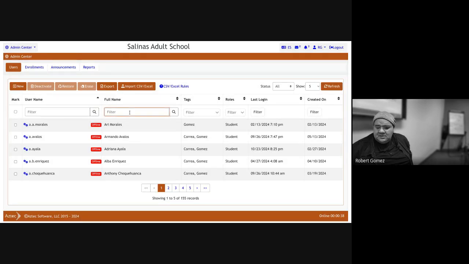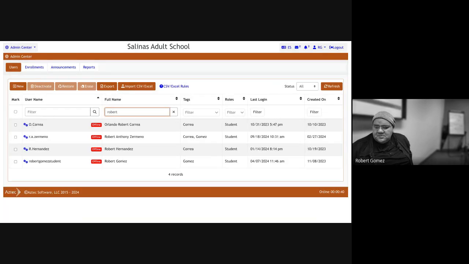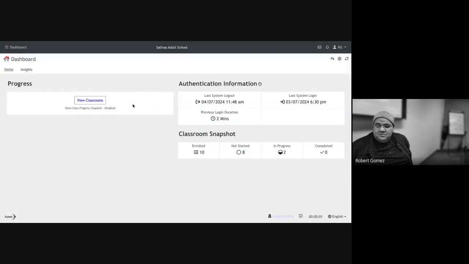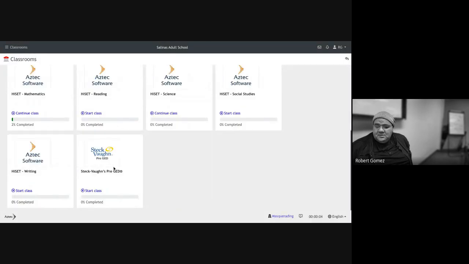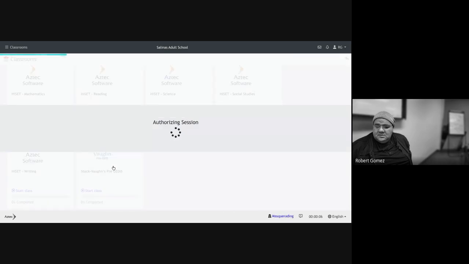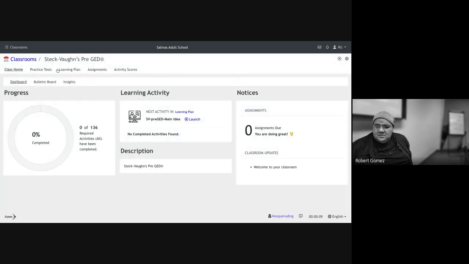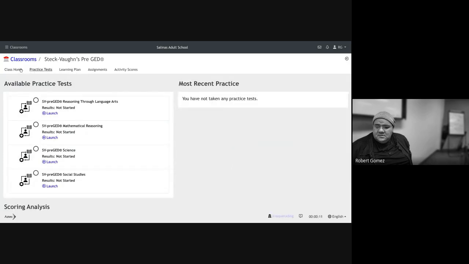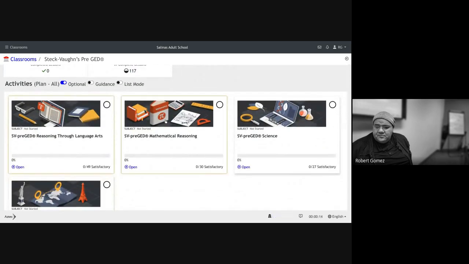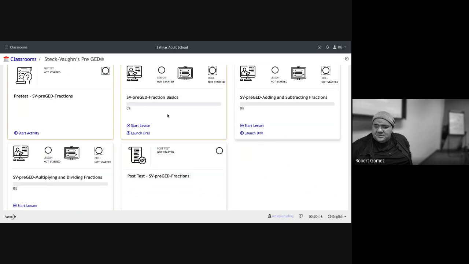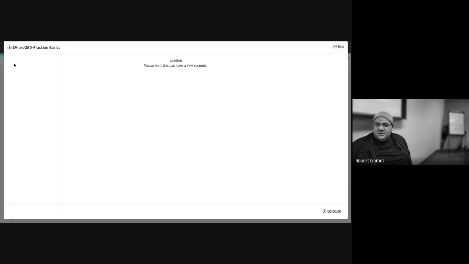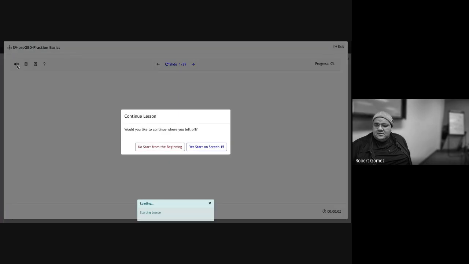So let me go back into it. That's why I ask you guys when you do this stuff to do it in order. There's a reason why, because there are certain skills. I'm going to go back into pre-GED here. Here's fractions. Okay. So notice in this fraction basics, one of the things that they're going to go over.